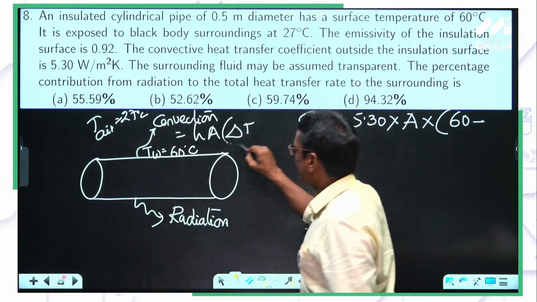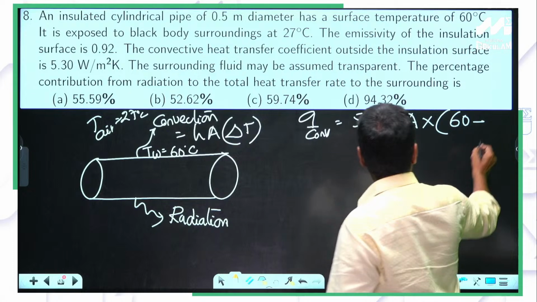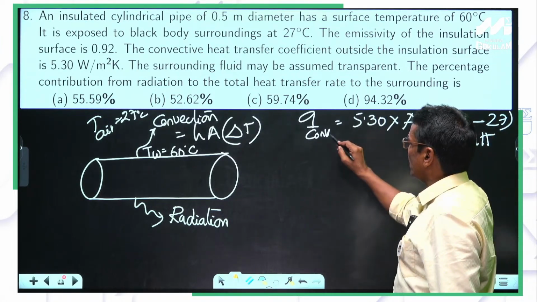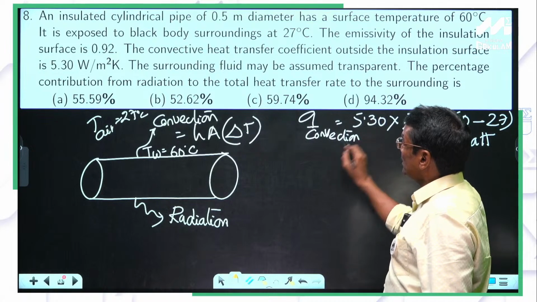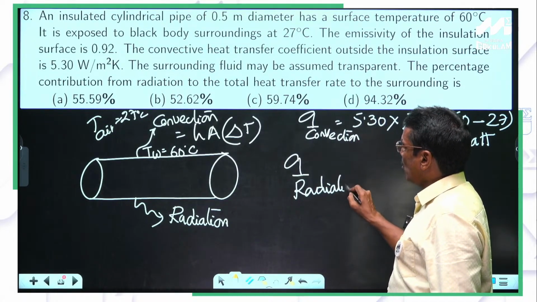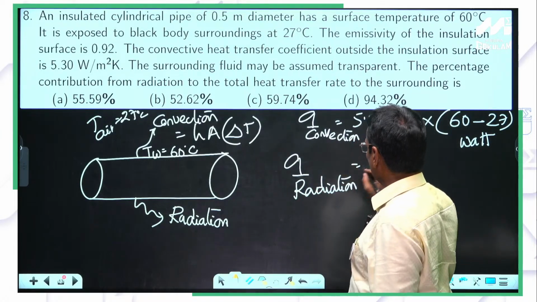Delta T, that is, h A delta T, where delta T means the temperature difference between the solid body and the fluid, 60 minus 27, in watts. This is the rate of heat transfer by convection only. Then the rate of heat transfer by radiation, for a body kept in a large enclosure in the surroundings, this is the formula.